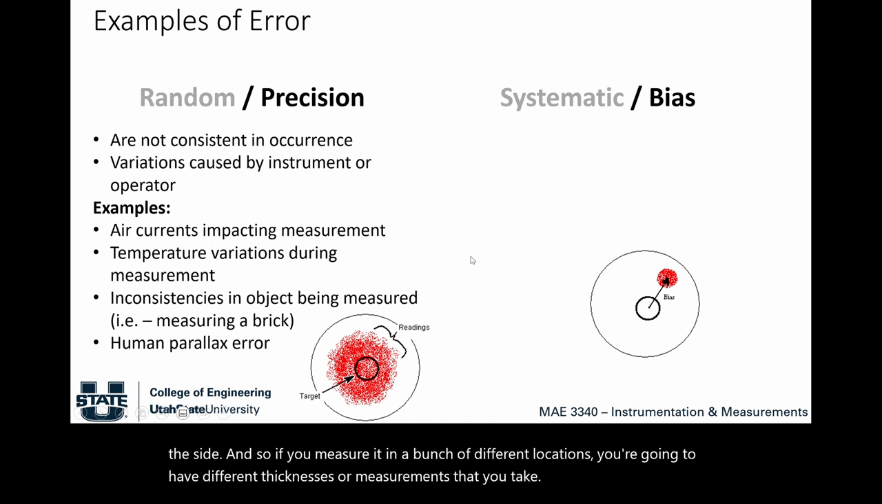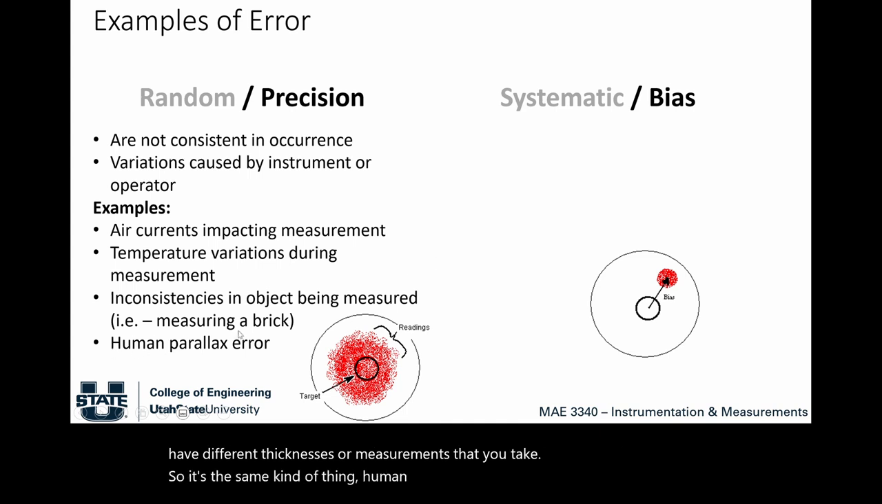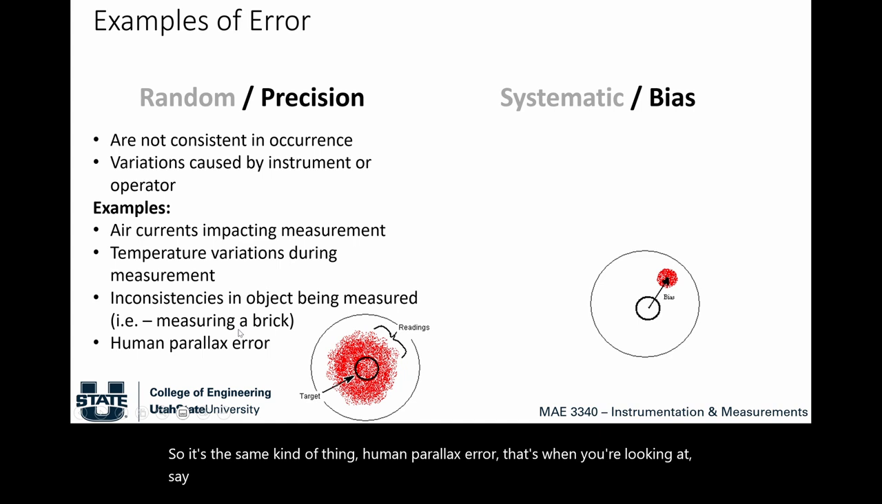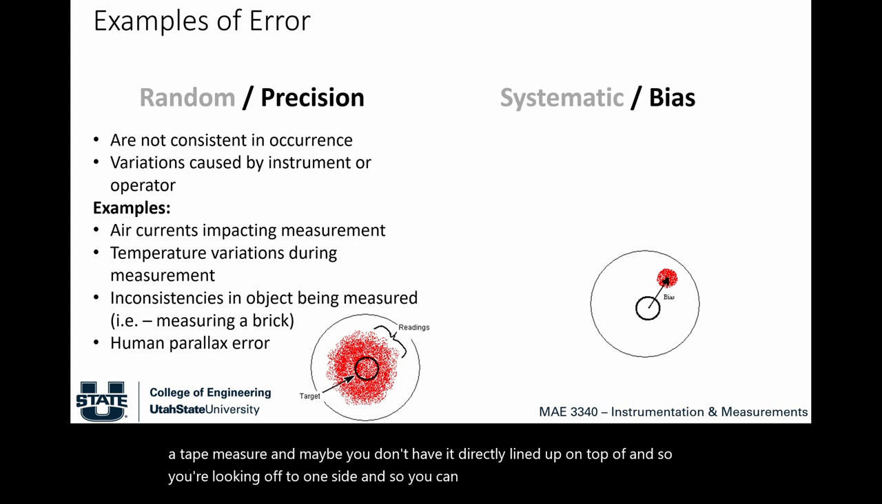And so that's the same kind of thing. Human parallax error, that's when you're looking at, say, a tape measure and maybe you don't have it directly lined up on top of it, and so you're looking off to one side. Or maybe your speedometer or your gas gauge.